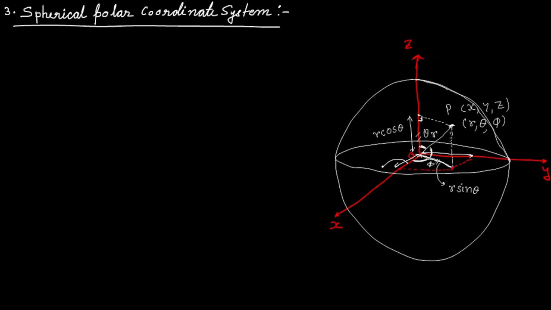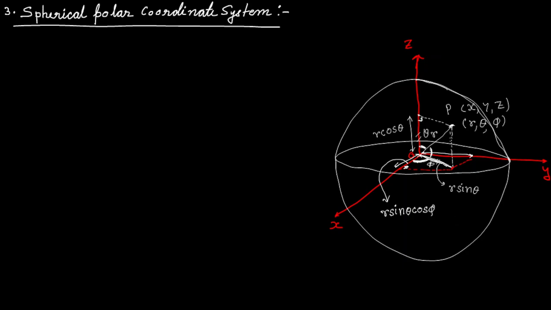Now what will be the projection length of R on the x-axis? Already we have written this projection length is R sin theta. Now this R sin theta makes an angle phi with the positive x-axis. This angle is 90. So what will be this length? Again it will be the cos of this angle, so it will be R sin theta into cos phi. R sin theta cos phi.